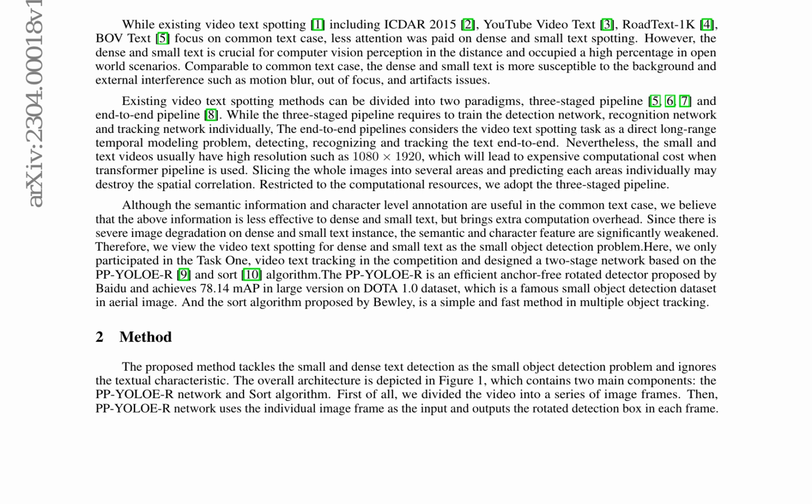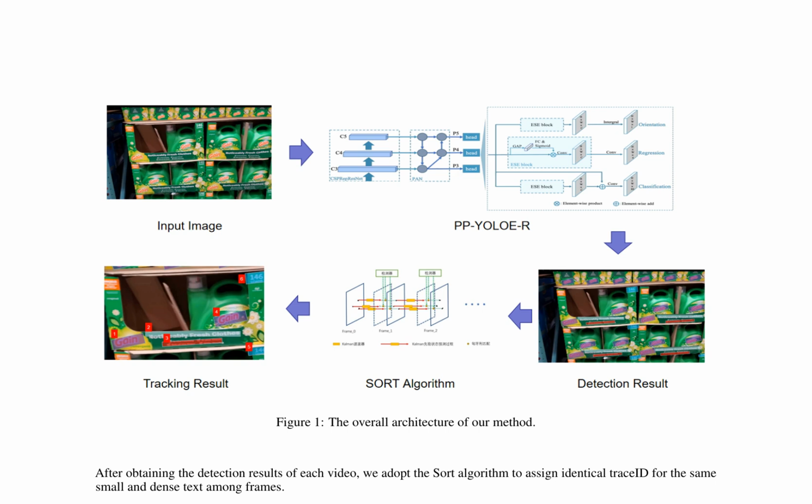Future work may focus on improving the method's robustness and exploring the use of more advanced algorithms for video text tracking. A novel approach for dense and small text tracking in videos is presented, with the overall architecture illustrated in Figure 1. The method employs the SORT algorithm to assign a unique trace ID to the same small and dense text across frames, enabling accurate tracking.